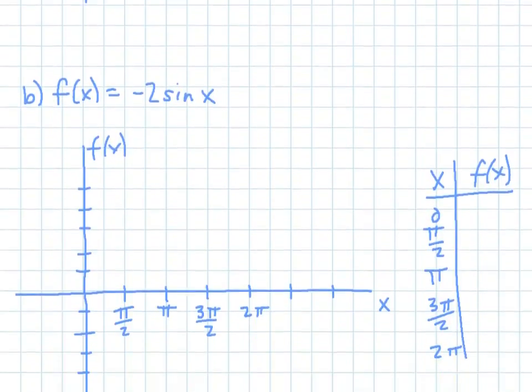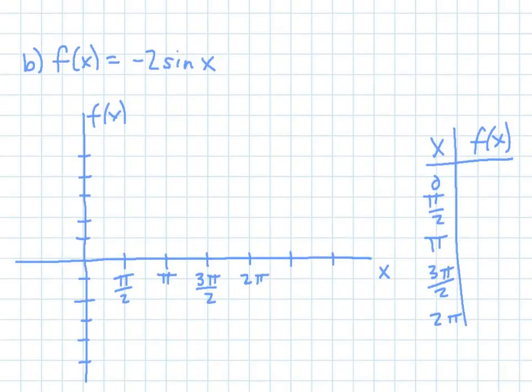Okay, and the next one, here now we'll mess with the amplitude and not the vertical shift. So we're going to multiply by -2. Now, this does two things. 2 amplifies all your y values and multiplies them by 2. The negative makes it flip over the x-axis. Okay? So when I plug in 0, sine of 0 is 0, but then -2 times 0 is 0.